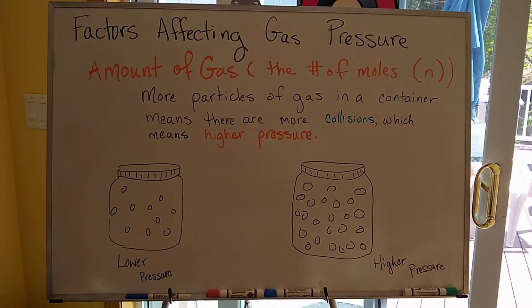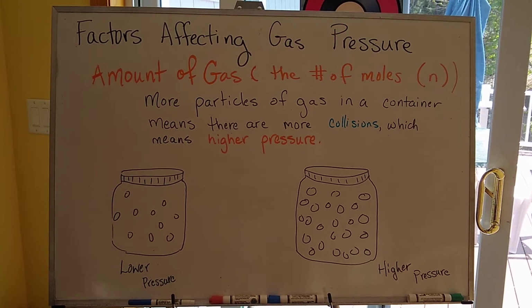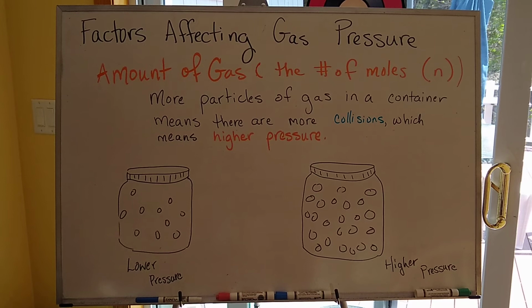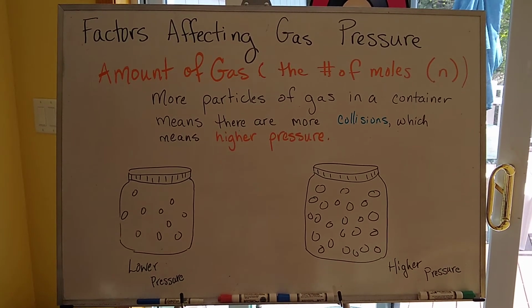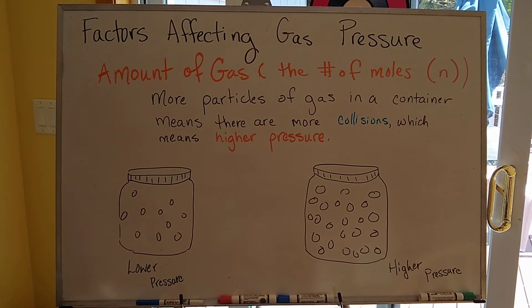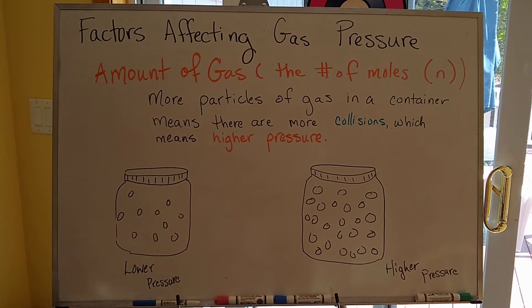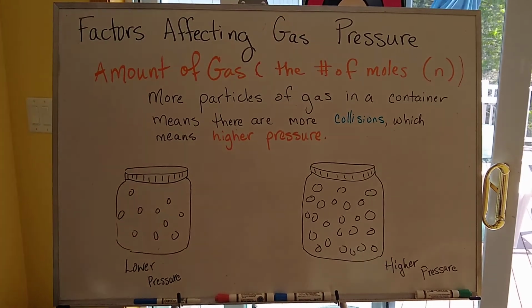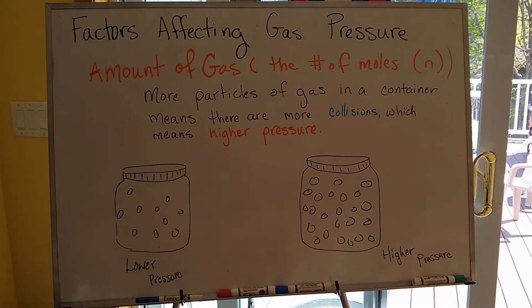In the previous assignment, you learned about some of the variables that impact gases. One of those variables was pressure, one was volume, and one was temperature. And some of you also noted that the number of moles of the gas also impacts it. So right now, in our next lesson, we're going to look at factors affecting the gas pressure.